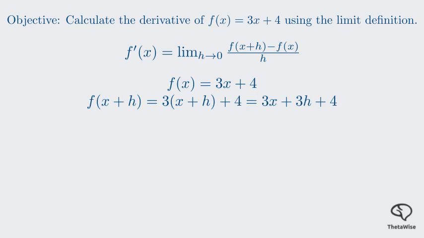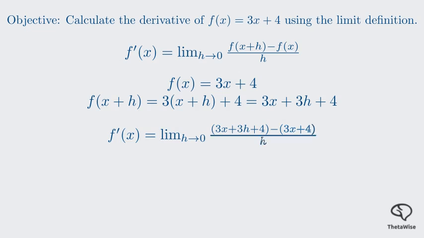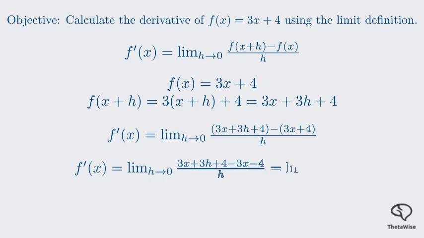Now we substitute this into our limit formula. f prime of x equals the limit as h approaches 0 of the quantity 3x plus 3h plus 4 minus the quantity 3x plus 4, all over h. Let's simplify the numerator. Be careful with the negative sign. The numerator becomes 3x plus 3h plus 4 minus 3x minus 4. The 3x terms cancel, and the 4 terms cancel. We are left with just 3h.